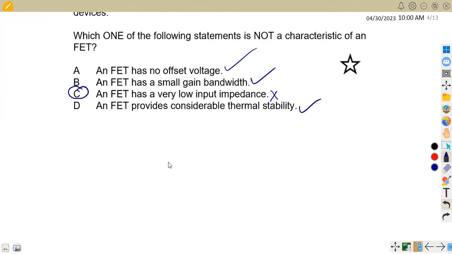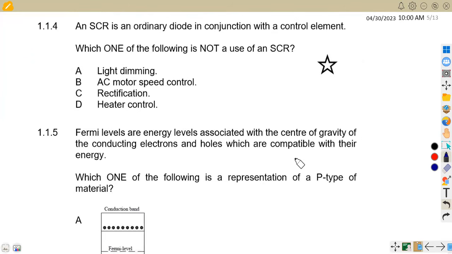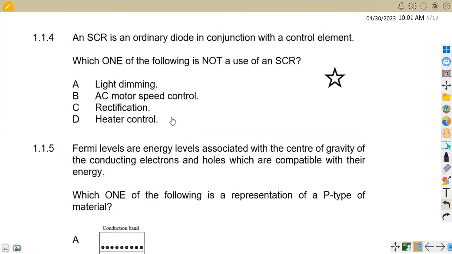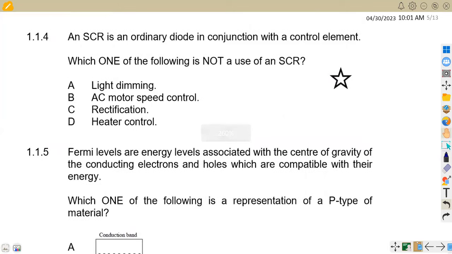We move on to 1.14, where we are given an SCR, that is a silicon controlled rectifier, which is an ordinary diode in conjunction with a control element. Which one of the following is not a use of a silicon controlled rectifier? Light dimming, we can actually use it for that. AC motor speed control, we can use it for that. Heater control, which is also true, but for rectification, no. So this is actually wrong.